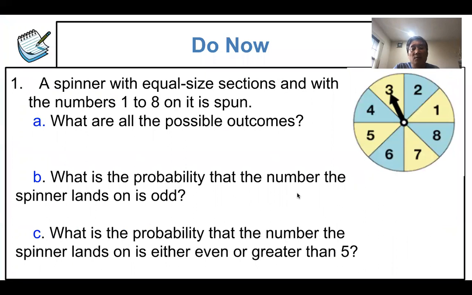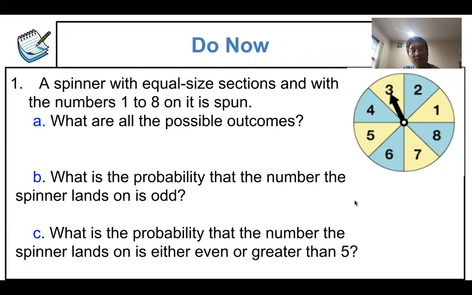So let's do this now. The spinner is here, with all equal size sections. So it means each section has the same probability. What are all the possible outcomes? Yes, 1, 2, 3, 4, 5, 6, 7, 8. They are the outcomes, right? What is the probability that the number the spinner lands on is odd? How many odd? 1, 3, 5, 7. All the yellows are the odd. So 4 out of 8, which is 1/2.